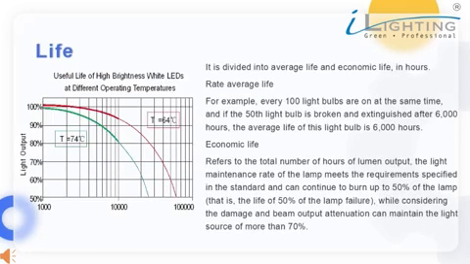Life. It is divided into average life and economic life, in hours. Average life rate: for example, every 100 light bulbs are on at the same time, and if the 50th light bulb is broken and extinguished after 6,000 hours, the average life of this light bulb is 6,000 hours. Economic life refers to the total number of hours of lumen output. The light maintenance rate of the lamp meets the requirements specified in the standard and can continue to burn up to 50% of the lamps while considering the damage, and output attenuation can maintain the light source at more than 70%.